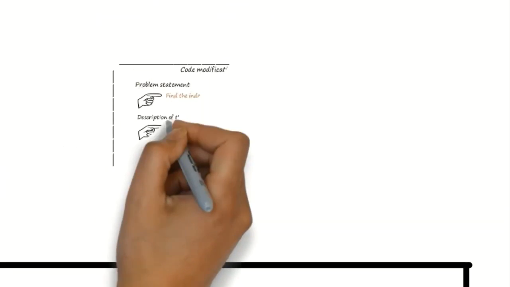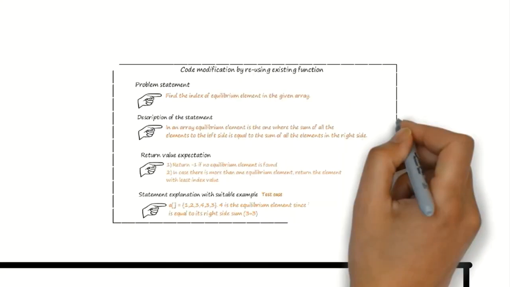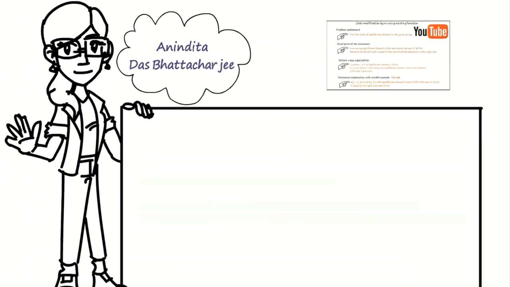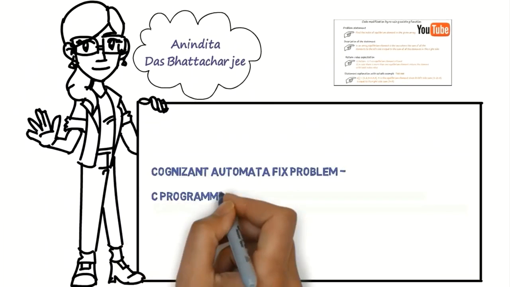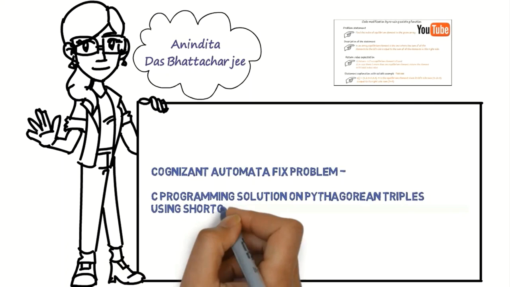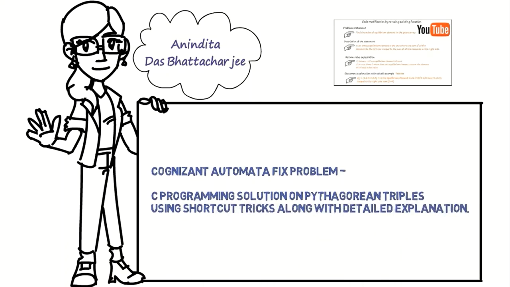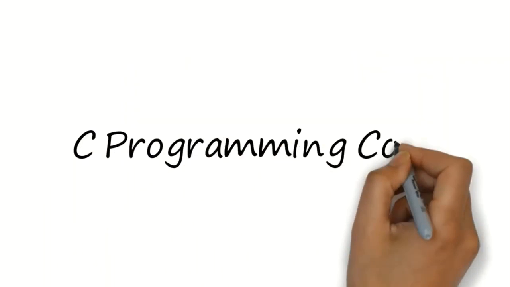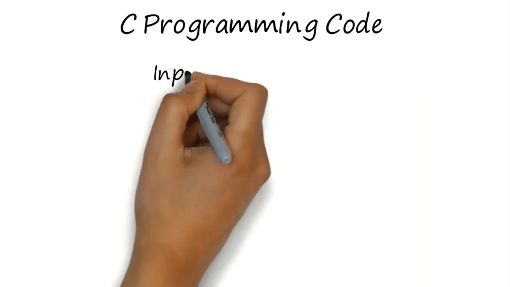In the previous video, I discussed CTS technical aptitude test patterns and also solved some critical automata fix problems. In this video, I am going to solve another automata fix problem on Pythagorean triples using shortcut tricks and detailed explanation. Let's first understand the concept of Pythagorean triples.